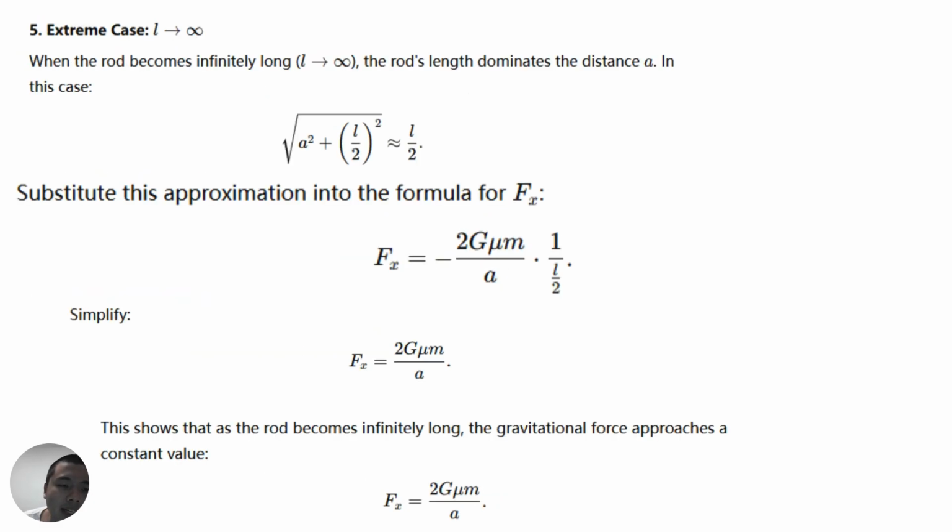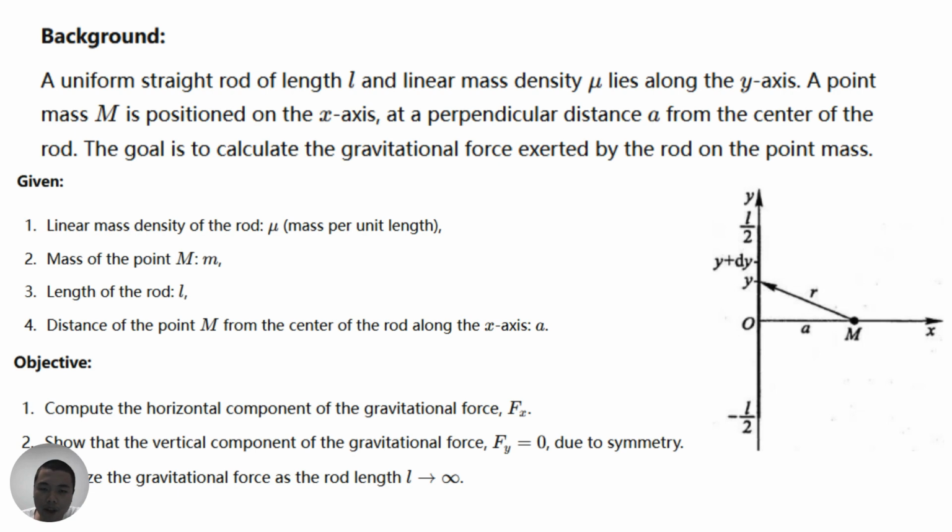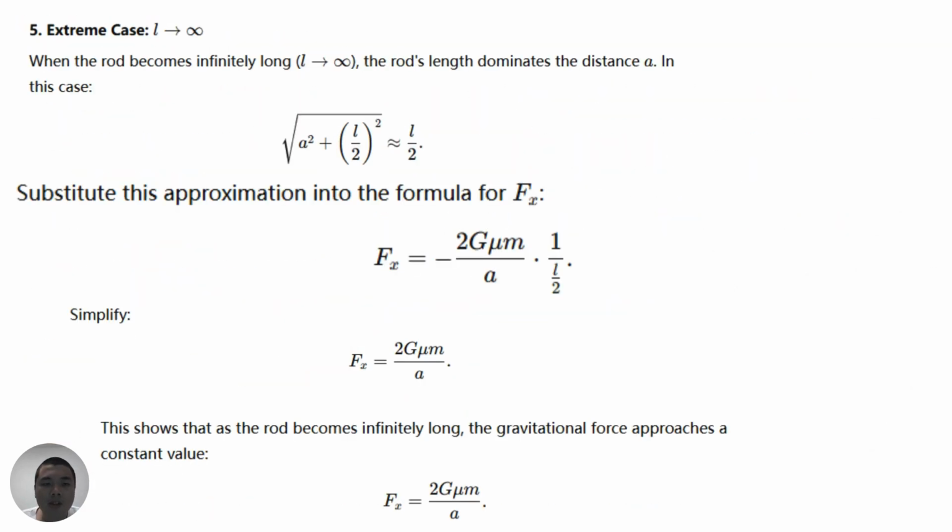The fifth step: the case where L approaches infinity. When the rod becomes infinitely long, L approaches infinity, very, very long. What will we find? We can approximate the square root of a squared plus L squared over 4 as L over 2, because a is very, very small in comparison. Substitute this approximation into the formula for Fx, and we find Fx equals 2G mu m over a. It shows that when the rod becomes infinitely long, the gravitational force approaches a constant value.